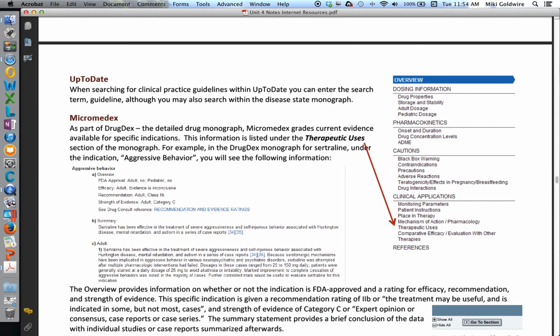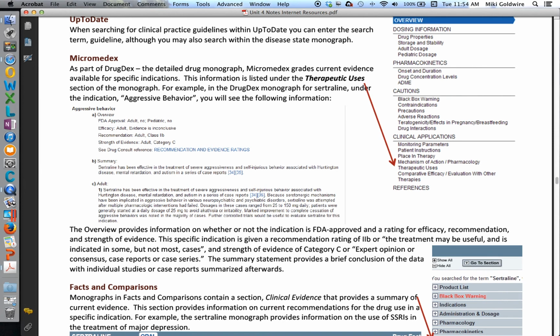You can also use UpToDate to locate guidelines. However, it doesn't have a comprehensive list of all guidelines. If guidelines are noted, it will state so in the disease monograph. It's kind of the same with Micromedex. As part of DRUGDEX, you need to go to the detailed drug monograph and look under therapeutic uses, and you may find information on guidelines.